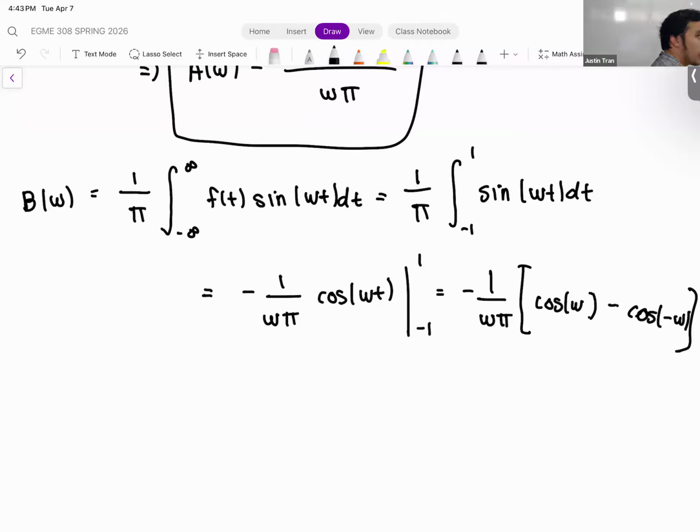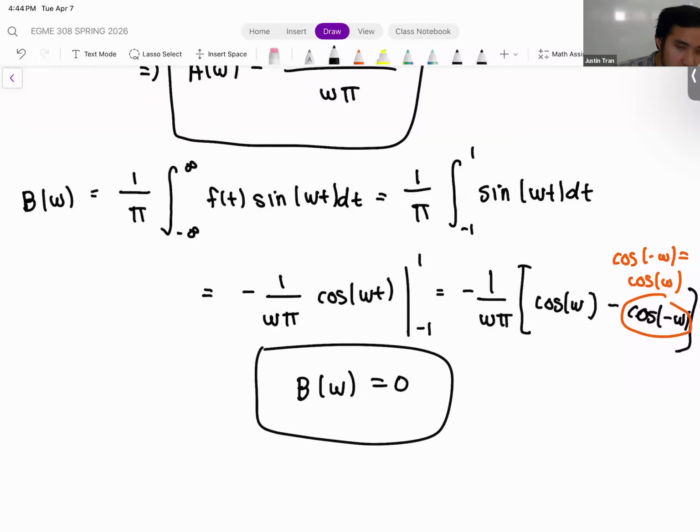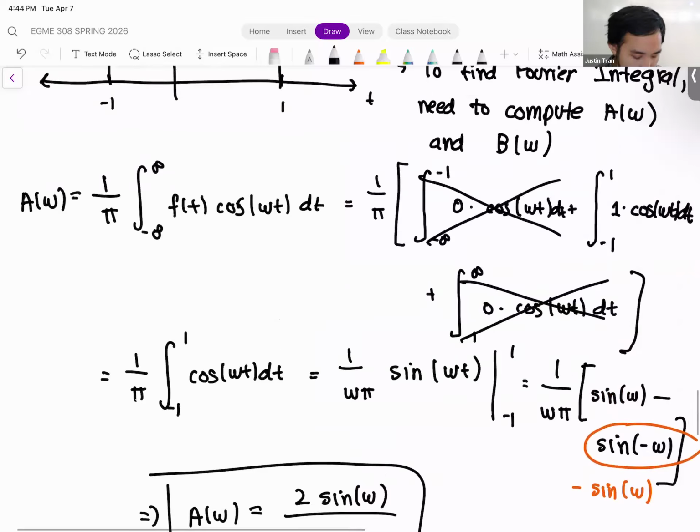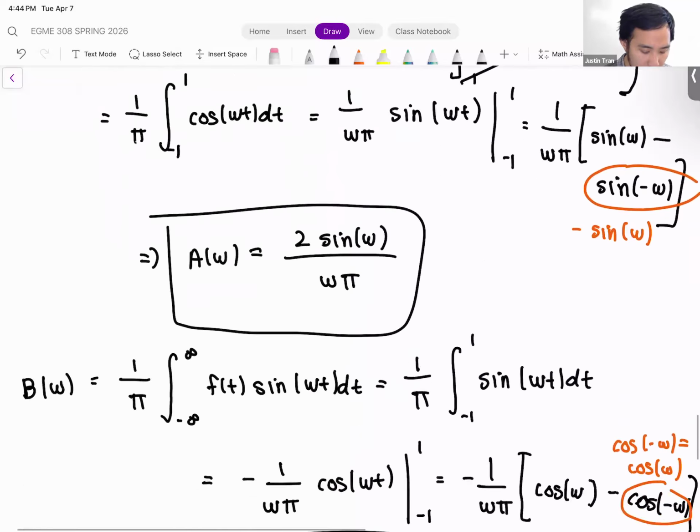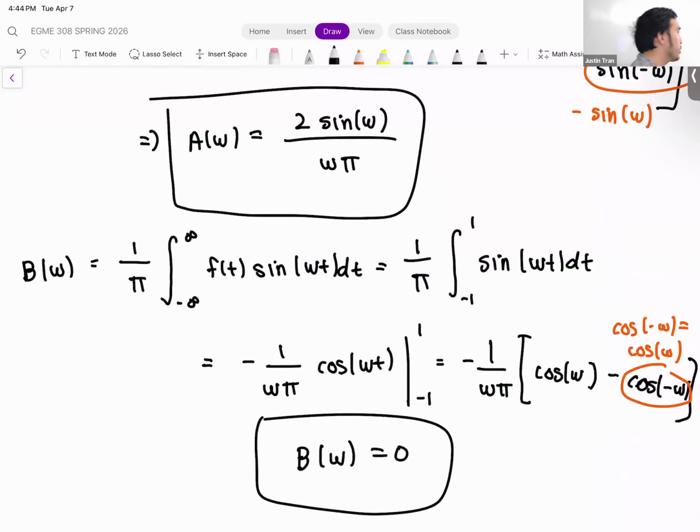Exactly, right? Because remember, cosine is an even function. So since cosine is an even function, cosine of minus omega is equal to cosine of omega, right? That basically cancels out the negative. And so inside that parentheses we have cosine omega minus cosine omega, which is just 0. So b of omega is just 0 in this case, which tracks with what we assumed initially for the function. Because our function f of t was symmetric across the vertical axis, we expect this to be an even function, and the same logic applies here. So b of omega there is 0.